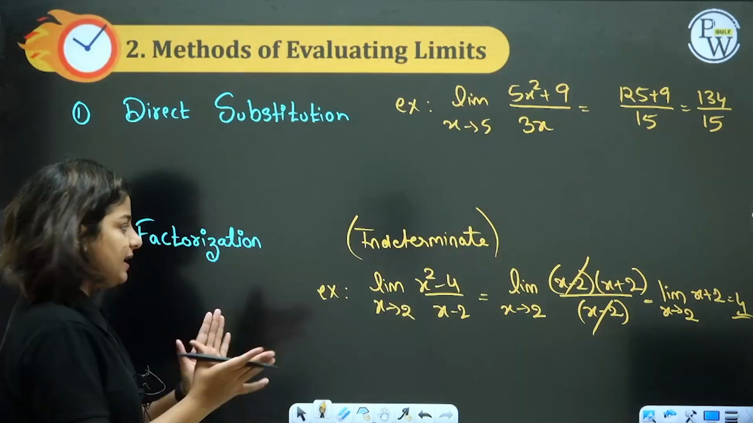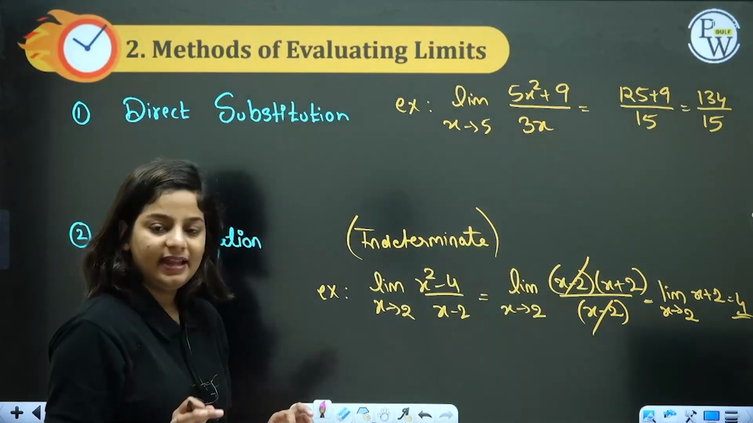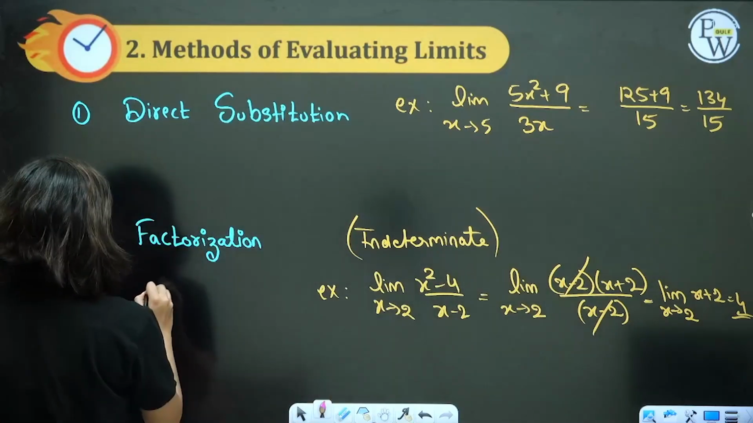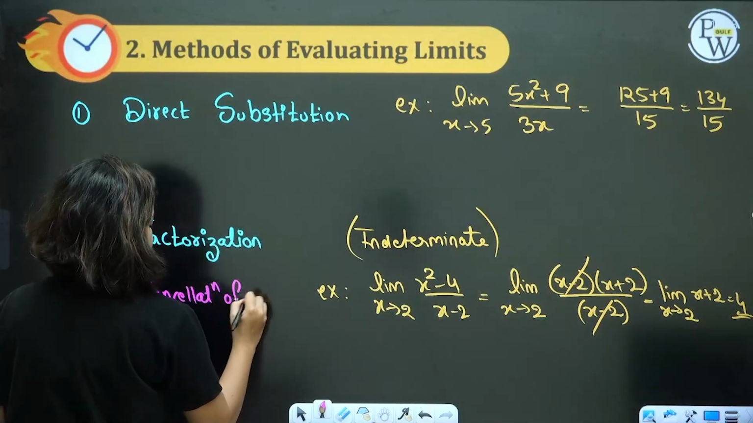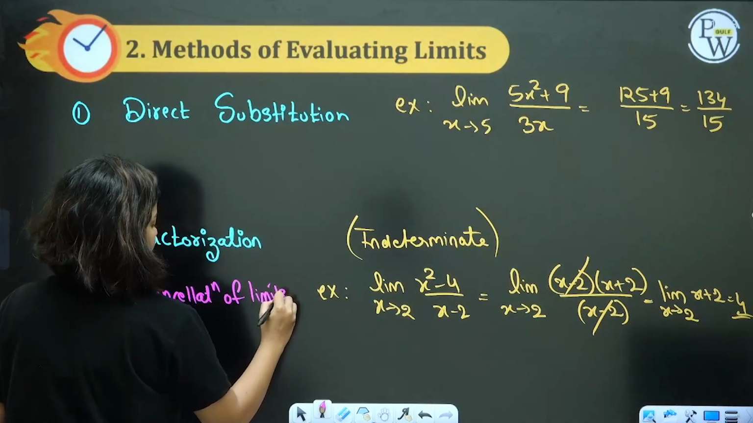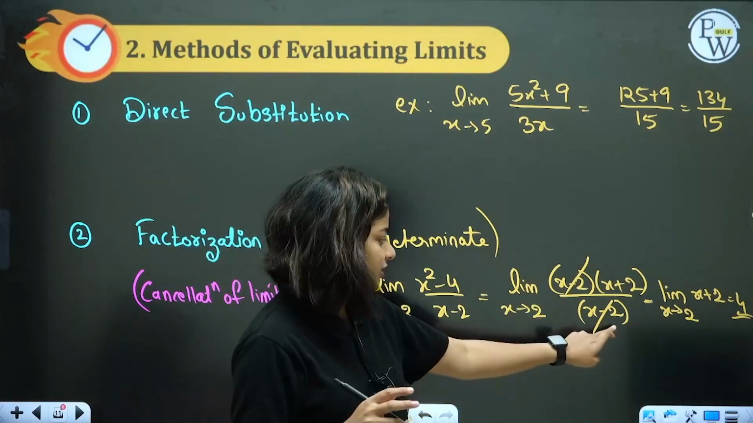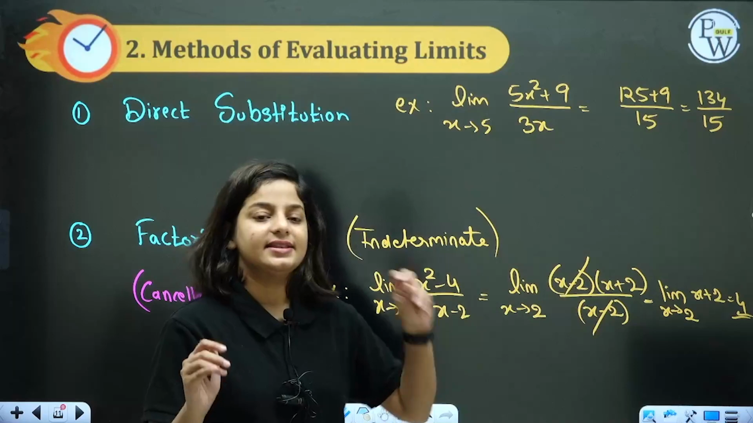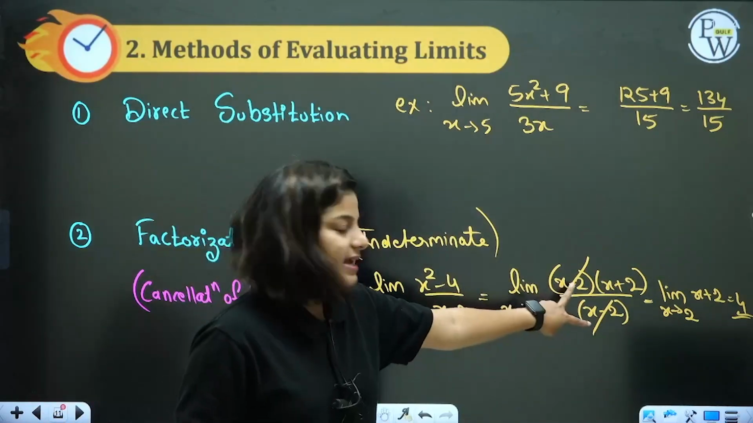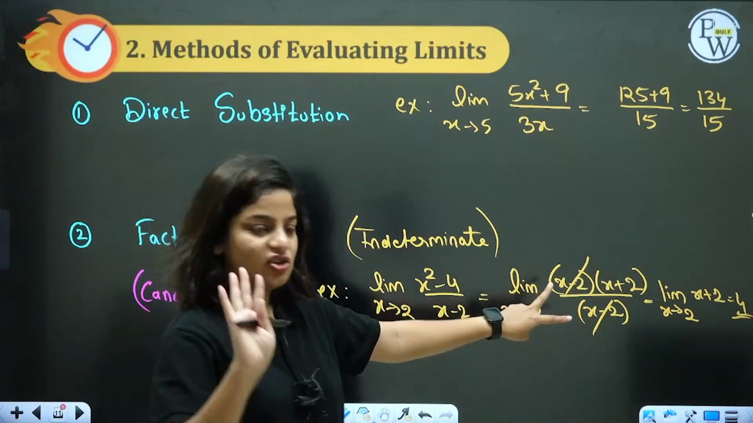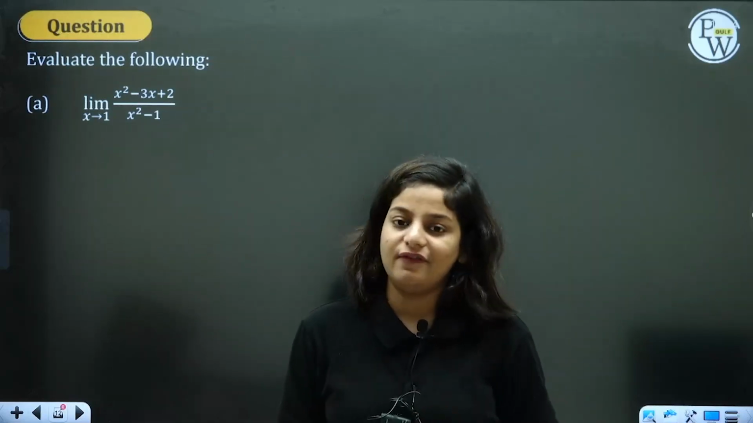So guys, in factorization, one thing that you have to remember, one thing that will happen for sure, is cancellation. Cancellation of limits. That means if the limit is 2, the term containing 2 will definitely cancel. Once the cancellation happens, your factorization is successful. Unless the cancellation happens, your factorization is not complete. You have to make sure that cancellation happens in every question of factorization.